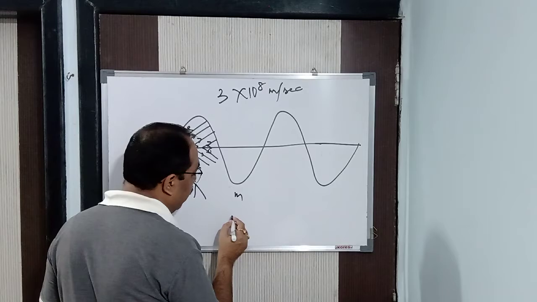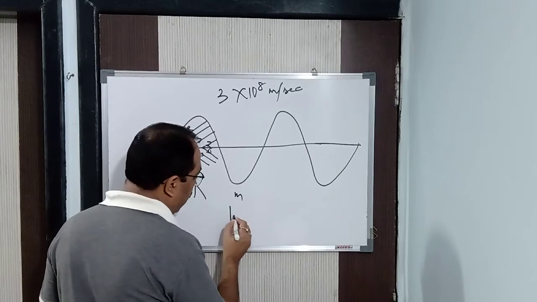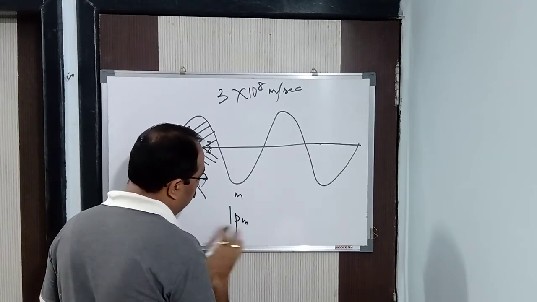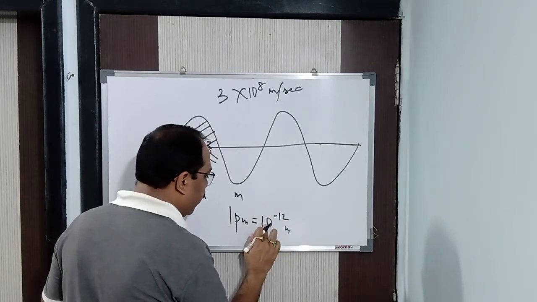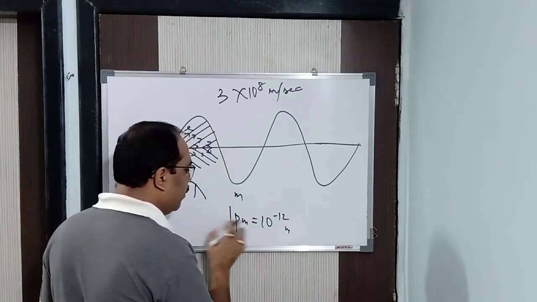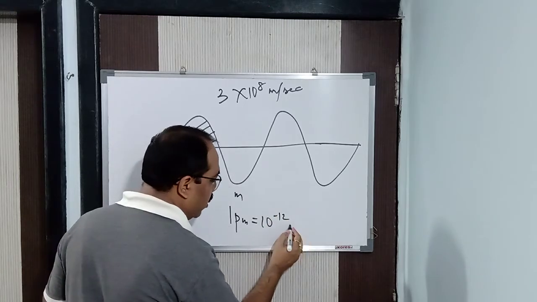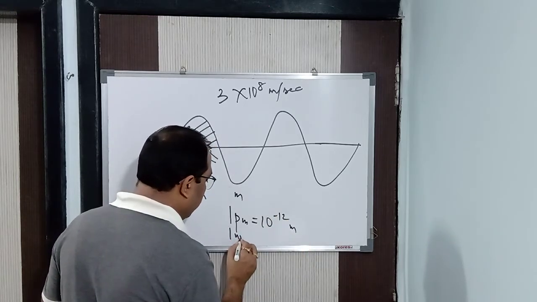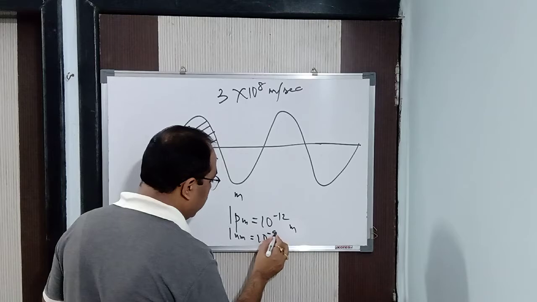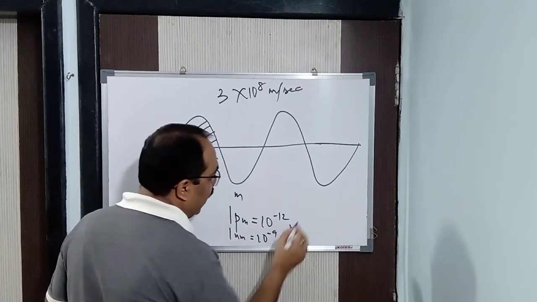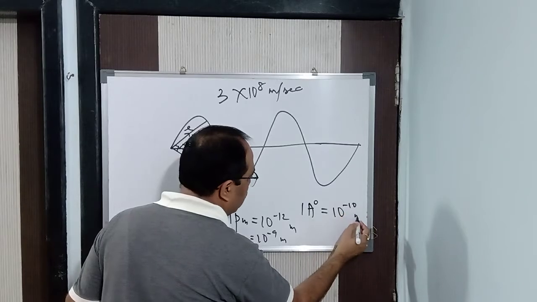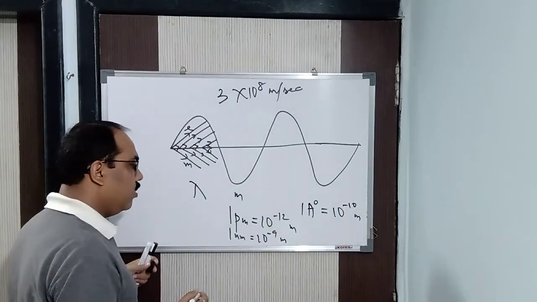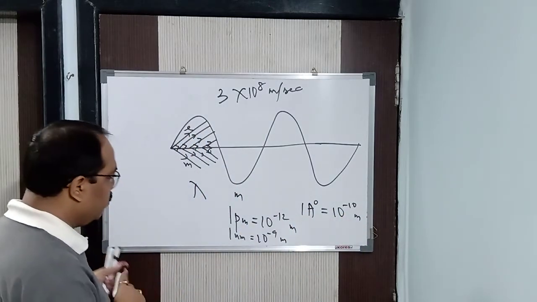So generally we calculate in picometer. Got it? So what is 1 picometer? 1 picometer is nothing but 10 to the power minus 12 meter. This you must know, because it will be given in picometer, but you have to convert it into meter, the SI unit. Similarly, it can be in nanometer also. 1 nanometer is 10 to the power minus 9 meter. Similarly, it can be in angstrom also. 1 angstrom is nothing but 10 to the power minus 10 meter. So this relationship you need to remember because it will be used in the numericals.